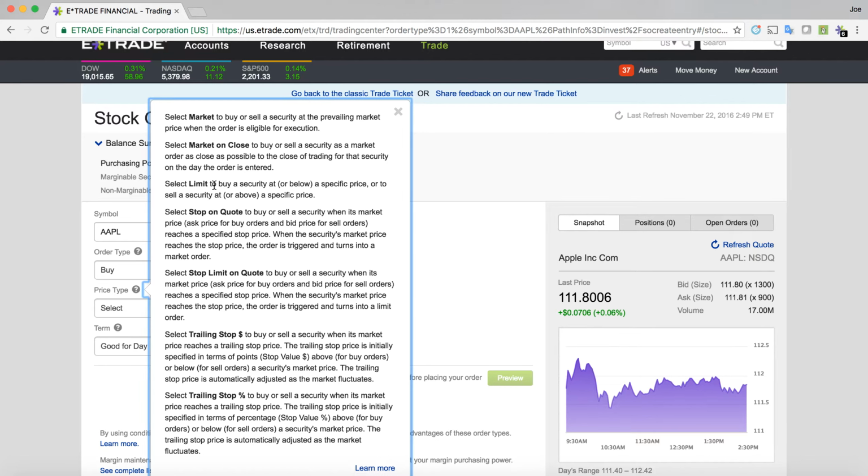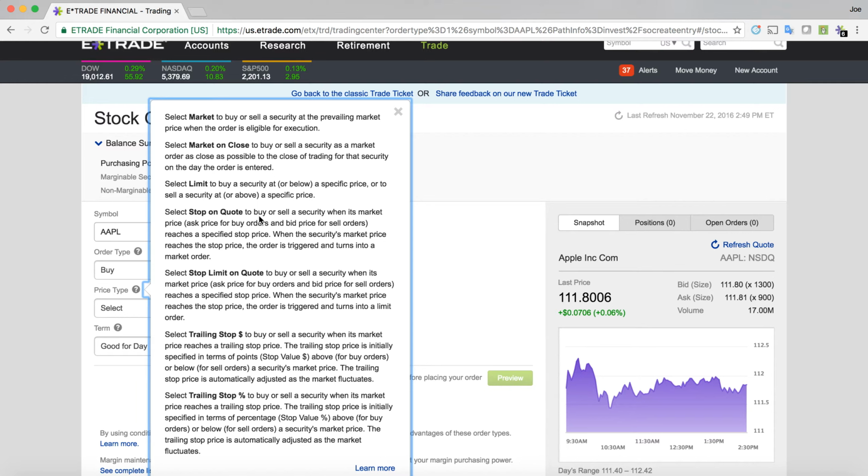Next is going to be limit order, which you're going to buy a security at or below a specific price, and this can be used for selling as well. It's like saying, okay, well, I see that it was 111.80.06. The bid is 111.80. The ask is 111.81. I'm not willing to pay 111.81 because it's at a premium to this price. I will be setting a limit for 111.80 for 1,000 or for 100 shares. That is the limit you're willing to pay for it. The limit refers to the highest price you're willing to pay for a security.